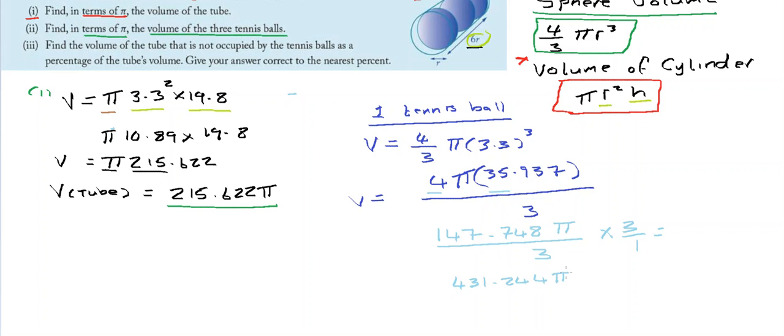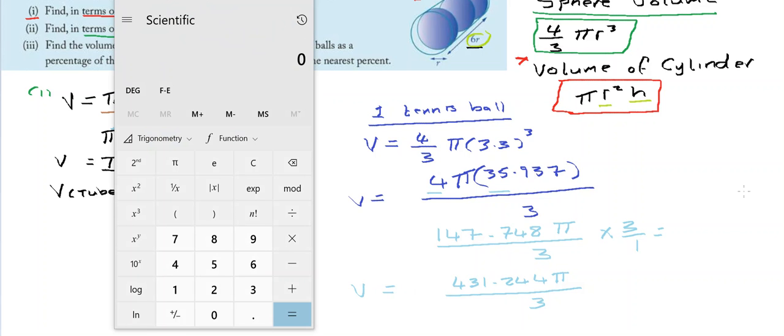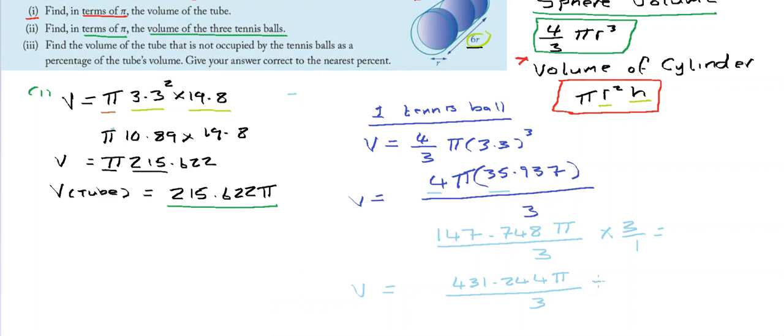431.244 pi over 3. So volume. And then what we can do is we can divide this number into this number here. So let's do that. Okay, so let's work that one out. So it's going to be 431.244 divided by 3, which is equal to 143.748.